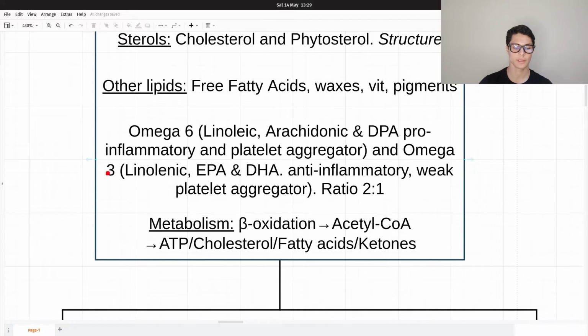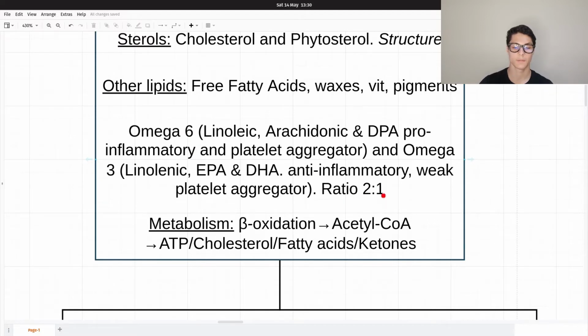On the other hand, omega-3s such as the linolenic, the EPA, and the DHA are anti-inflammatory, and they are weak platelet aggregators. And being anti-inflammatory, they counter the inflammatory response from the omega-6s. So the optimal ratio for these two in our body should be 1:1 or even 2:1. In some literature they say 5:1 in favor of the omega-6s, because they are more present in our food, and that should be the optimal ratio.